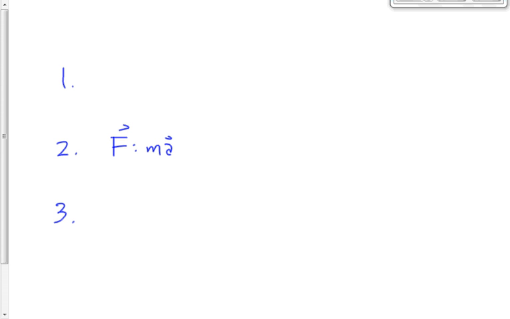The third law says if object A applies a force on object B, or object 1 applies a force on object 2, then object 2 will apply an equal and opposite force on object 1. These are the 2 that I want to focus on because these are the 2 that take us into our first 2 major concepts of Physics 30, which are impulse and conservation of momentum.